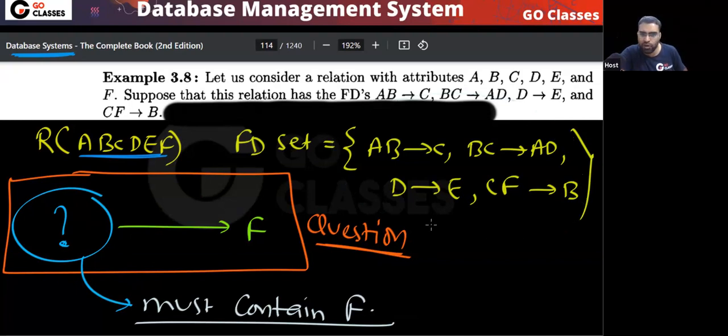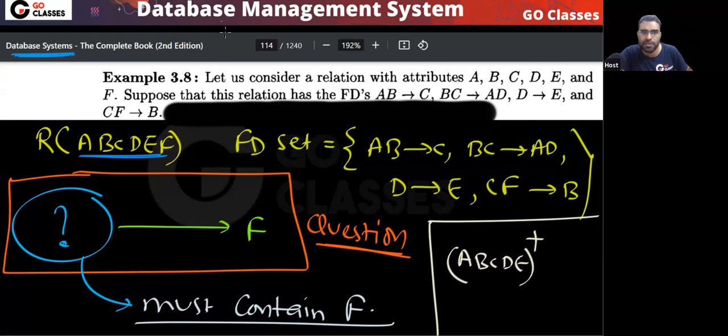Tell me, what is the closure of A, B, C, D, E? The closure is also A, B, C, D, E. They cannot determine f. No one has the power to determine f. Only f can determine f. Yes or no?